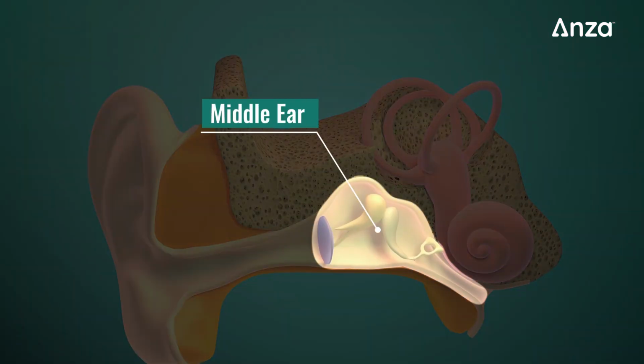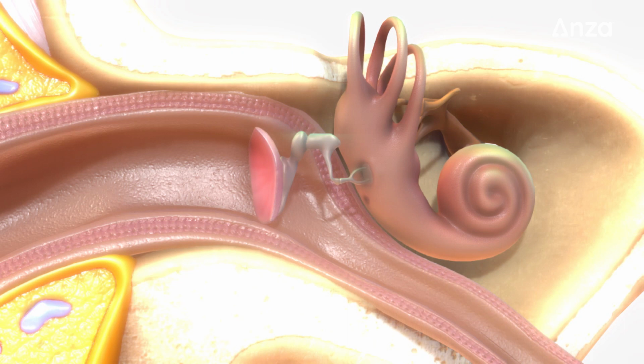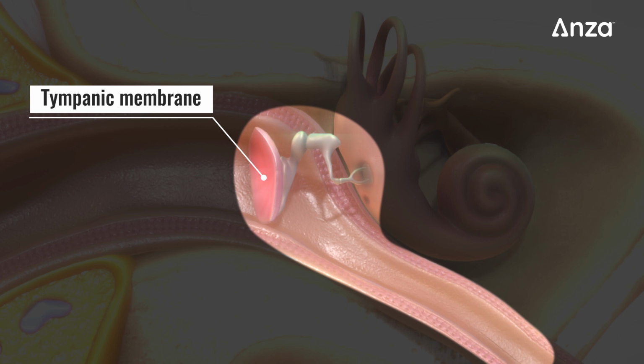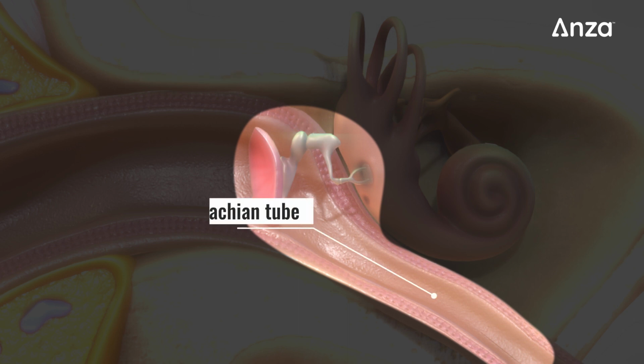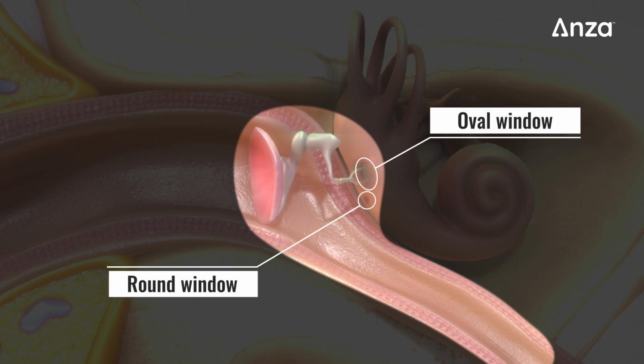We now move to the middle ear. The middle ear is an air-filled cavity consisting of the tympanic membrane, ear ossicles, eustachian tube, the oval and the round windows.